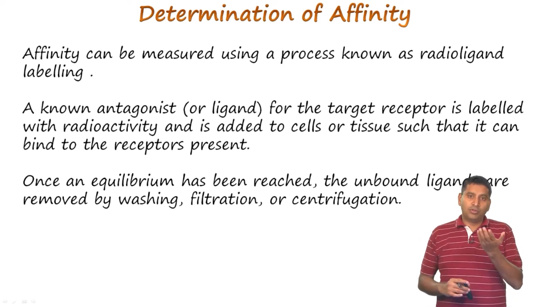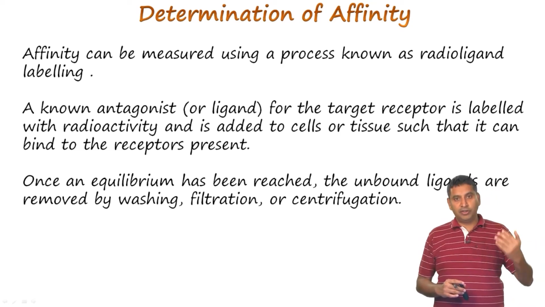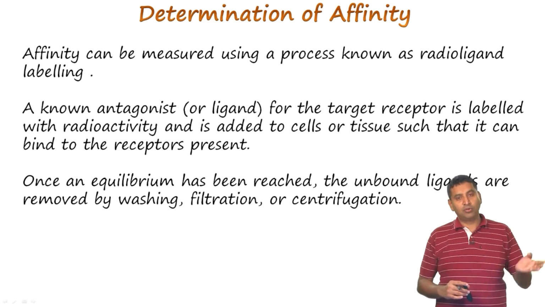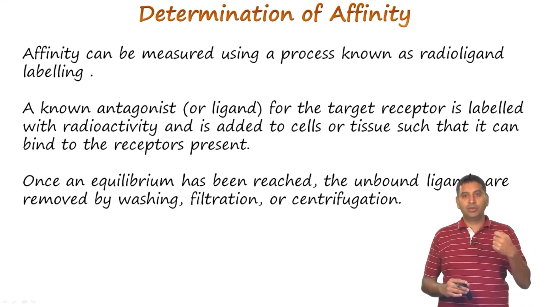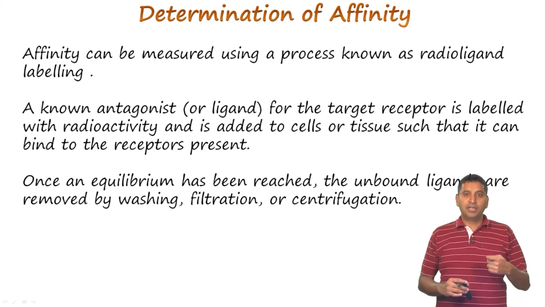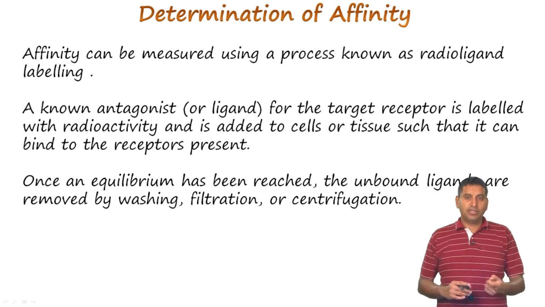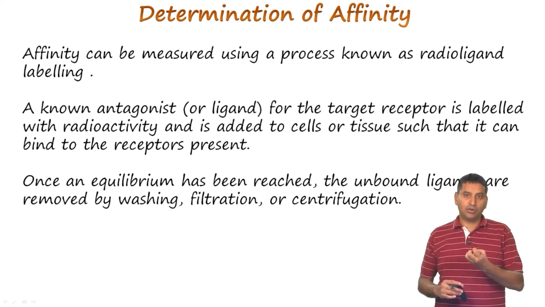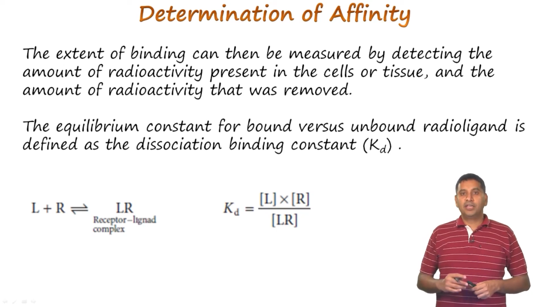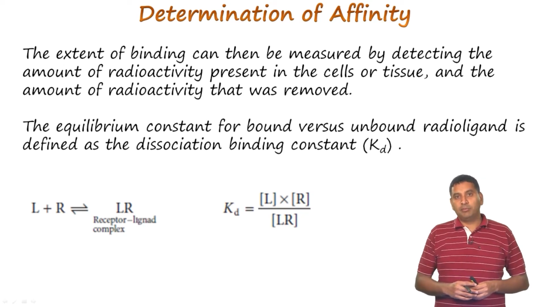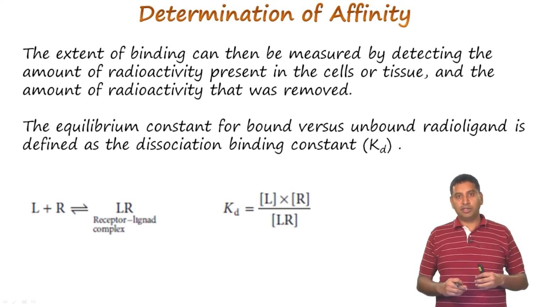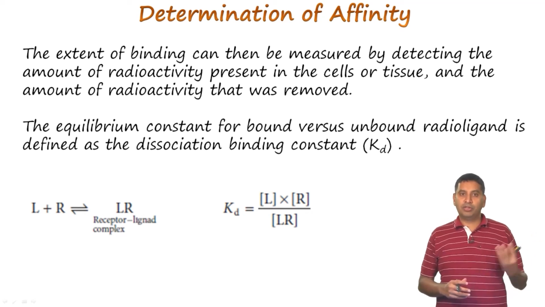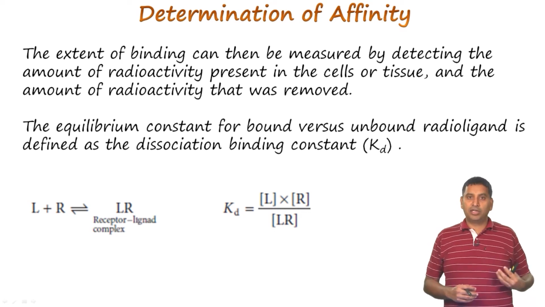Then what we do is we wash off the excess ligand, we filter it or centrifuge it, and then do a few washings and make sure that there is no unbound ligand that is present. Now, if you measure the radioactivity, then that will give you an estimate of how much of drug is bound to the receptor in the cells or tissues. Okay. The extent of binding, therefore, can be measured by detecting the amount of radioactivity present in the cell and the amount of radioactivity that was removed, because by washing off we know how much of ligand has been recovered.